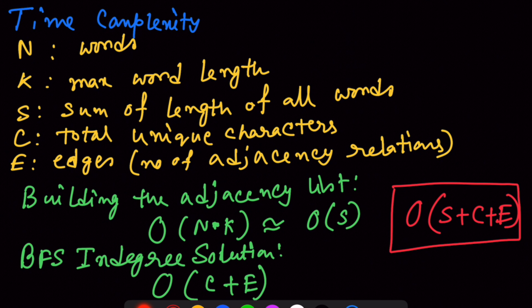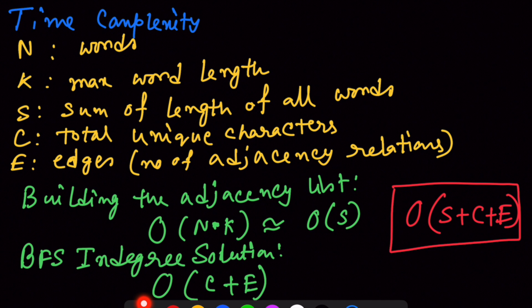What is the time complexity of this algorithm? Consider there are n words, and k is the max word length. So approximately there will be nk characters in total. I'm not talking about the unique characters but the total. Building the adjacency list, we have to go through all the characters, so that will be order of n multiplied by k, which is close to order of S. What is S? The sum of lengths of all words. That will be the complexity of building the adjacency list.